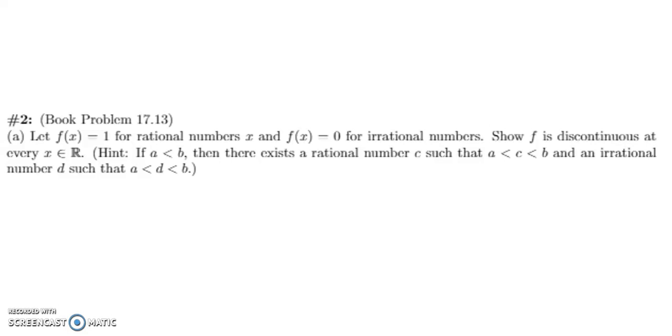Hi everyone, so today I'm going to be doing number 2, which is book problem 17.13. This has parts A and B, so I'm going to start with part A, which states, let f of x equal 1 for rational numbers x and f of x equal 0 for irrational numbers. Show f is discontinuous at every x in R.